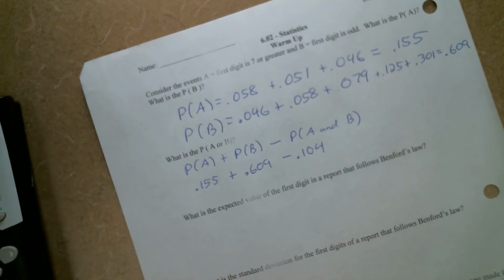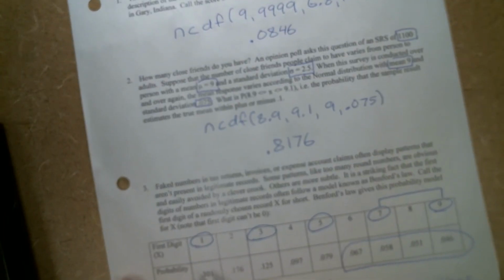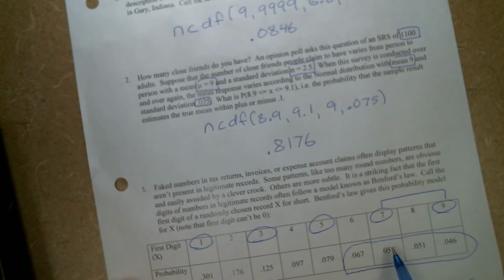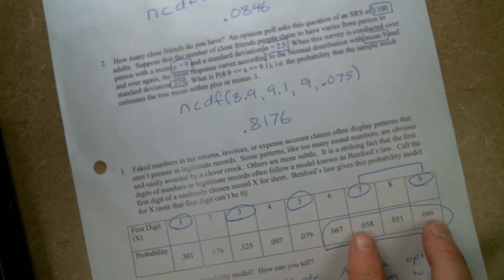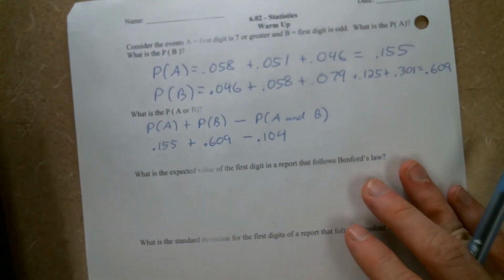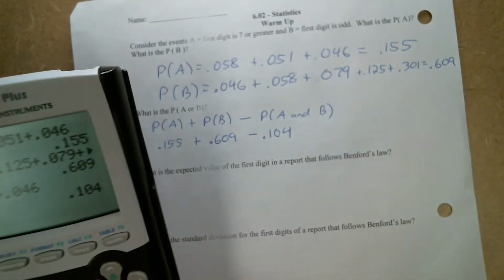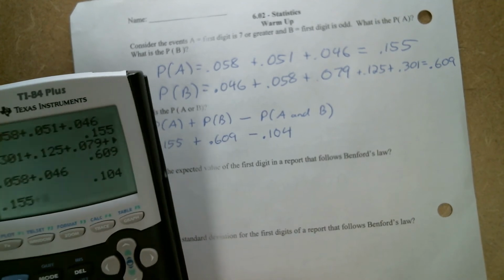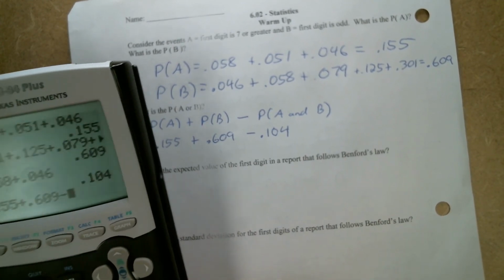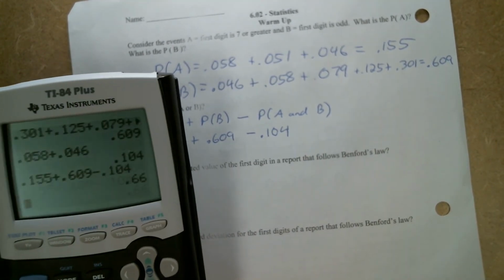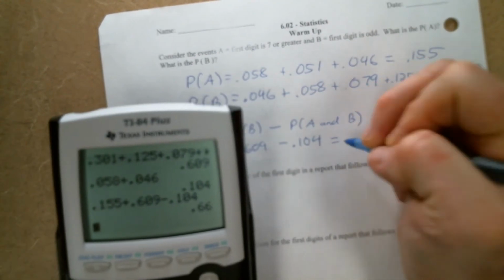0.104. Now, because we had a table, you could have also just added up the ones and said, all right, adding this one, this one, this one, this one, this one, and this one. But since we had already calculated those two, we might as well use the general rule and just say, okay, we've got those two numbers. Now let's just subtract those numbers to arrive at our final answer. So 0.155 plus 0.609 minus 0.104 is 0.66.